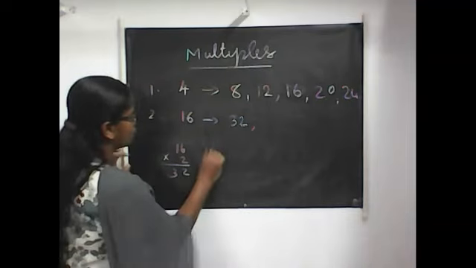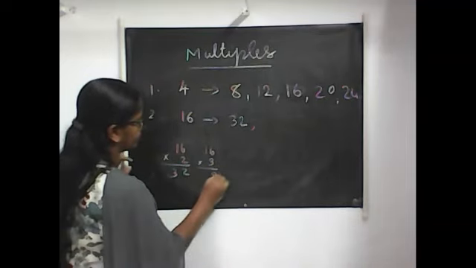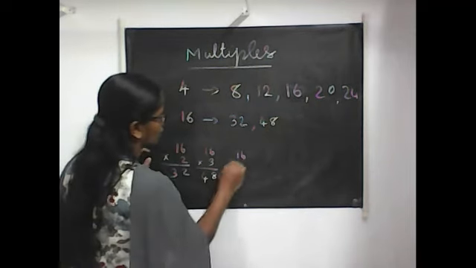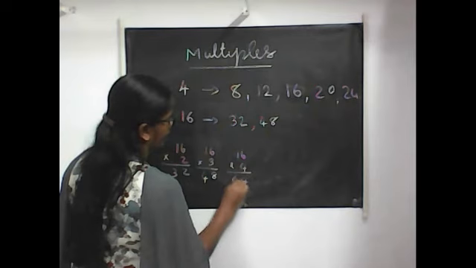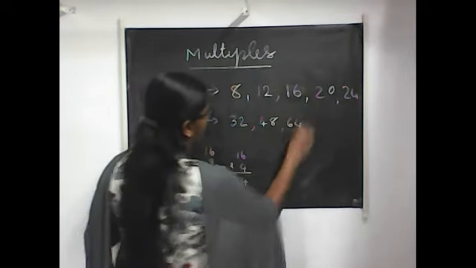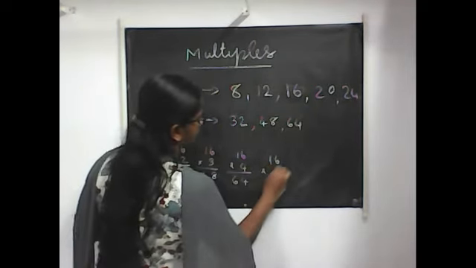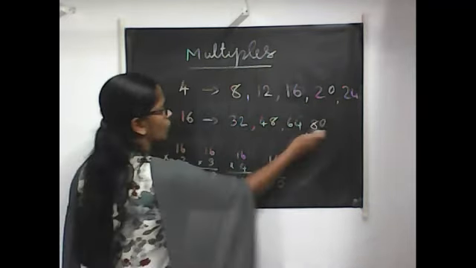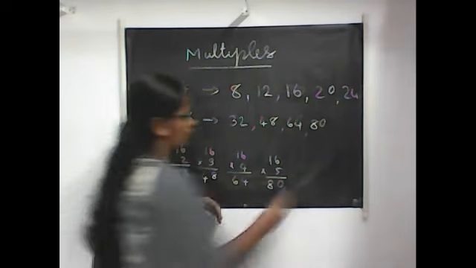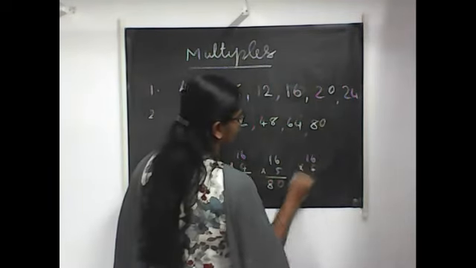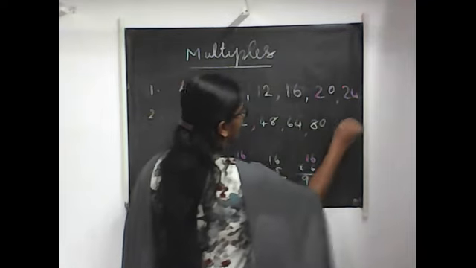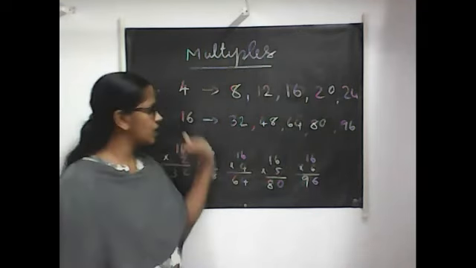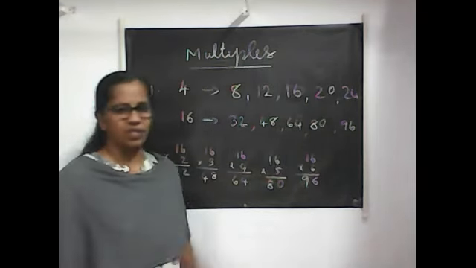So we take 16 into 3, 48. So next is 48. Then 16 into 4, 64. Next one, 16 into 5, 80. Then 1, 2, 3, 4 only. We need 5 multiples, so one more. 16 into 6, 96. So 1, 2, 3, 4, 5 multiples are there. So these are the first 5 multiples of 16.